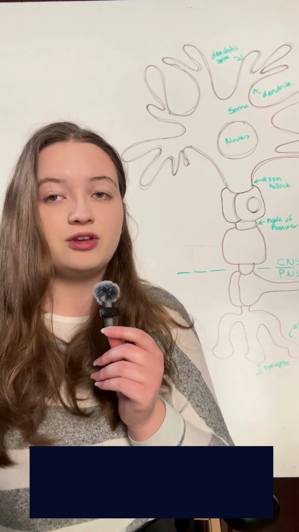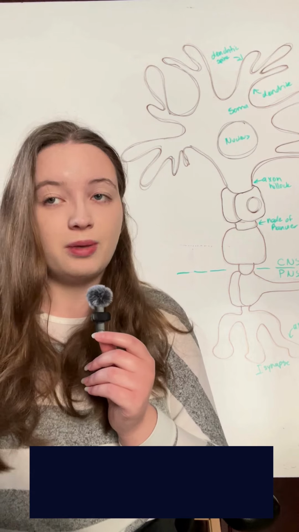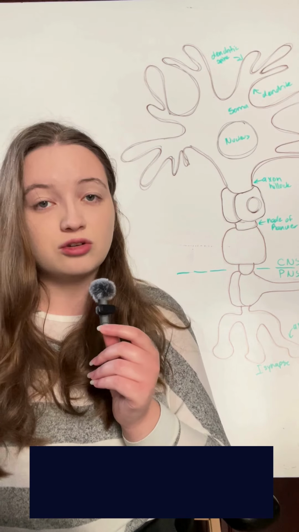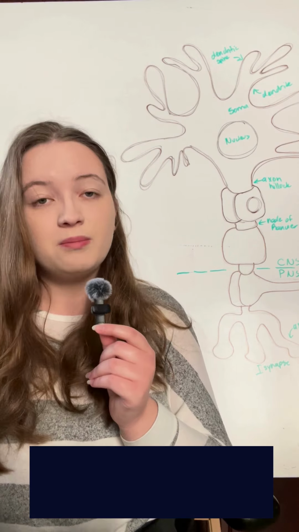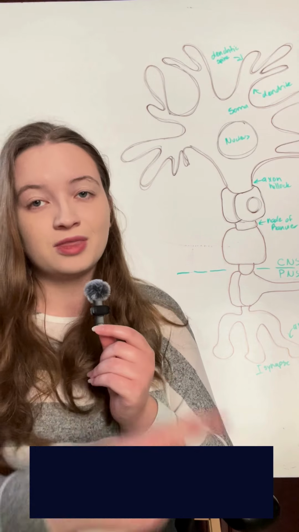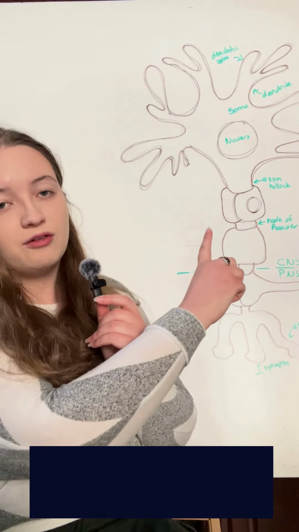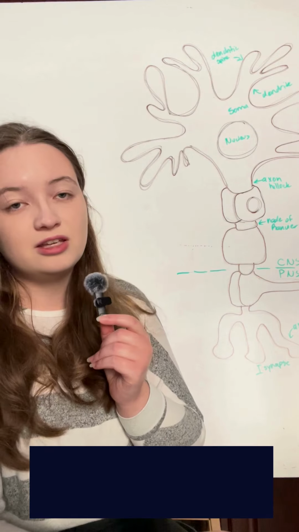Now, the inputs from those dendrites flow into the soma, or cell body. This is where many proteins are stored and messengers are created, but most notably, this is where the nucleus is. These little wraps down here after the axon helix are called myelin sheaths.